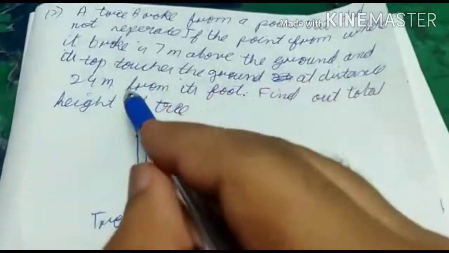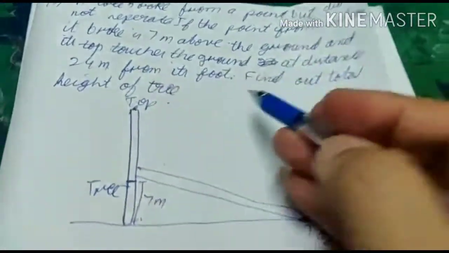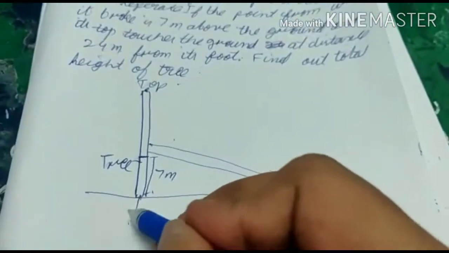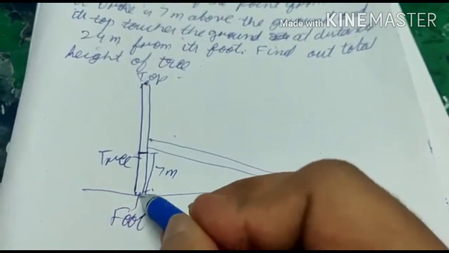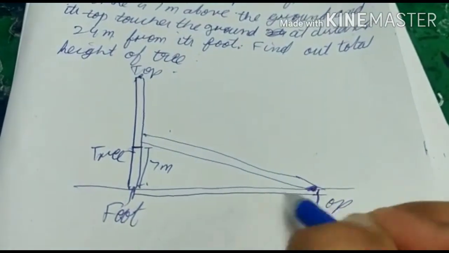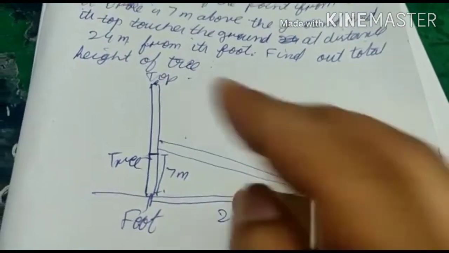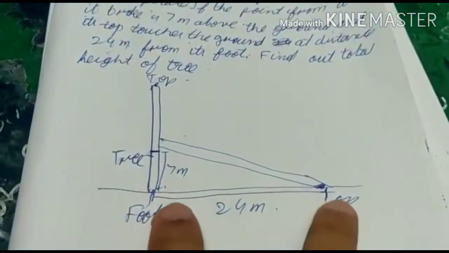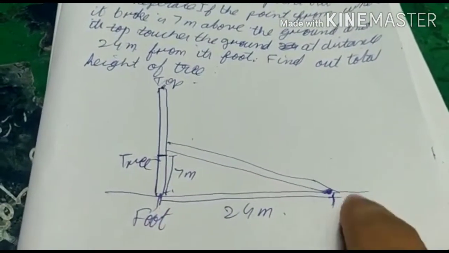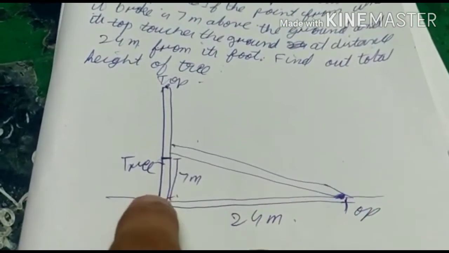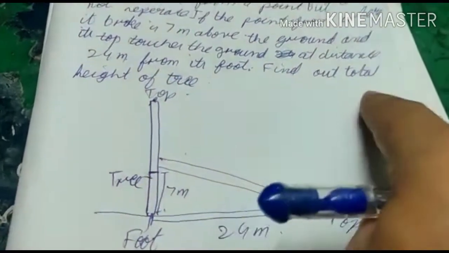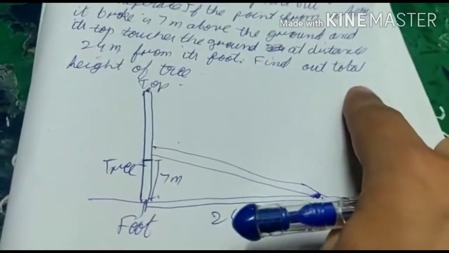The top touches the ground at a distance of 24 meter. This is the foot. It is touching the ground at 24 meter from its foot. This distance is 24 meter. The top is touching the ground at a distance of 24 meter from the foot of the tree itself. Find out the total height. What is the total height?